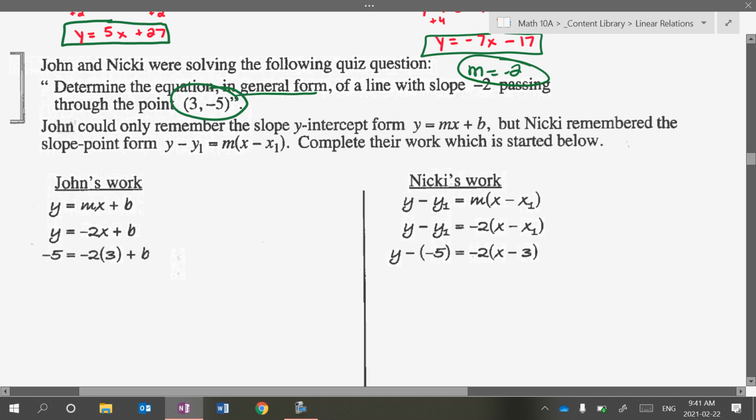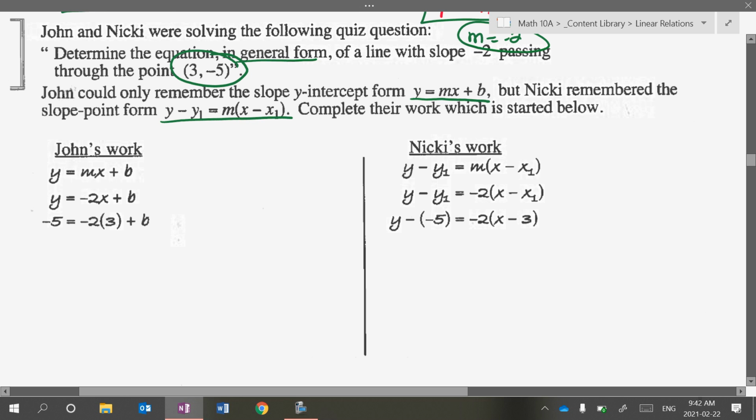John could only remember slope y-intercept form. So he only remembers y equals mx plus b. He's not a great student. Nikki remembers slope point form. y minus y1 equals m times x minus x1. Complete their work, which is stated below. So let's just finish with what they're doing.